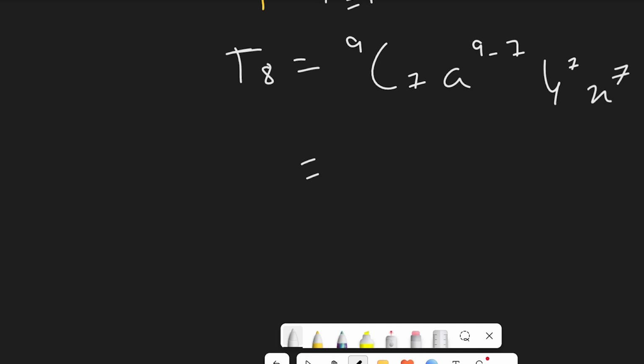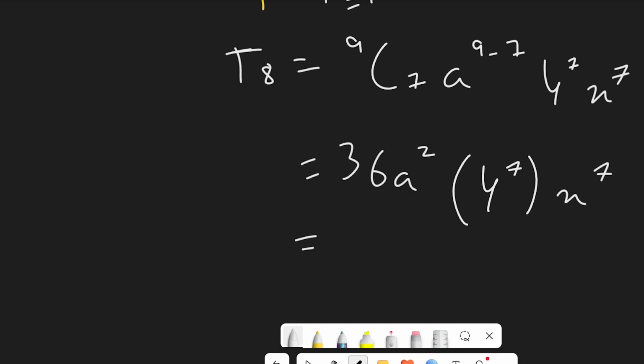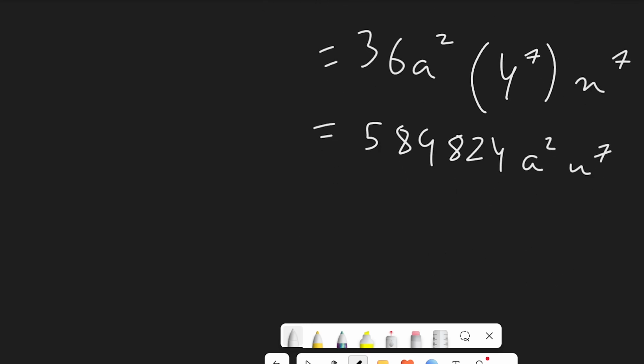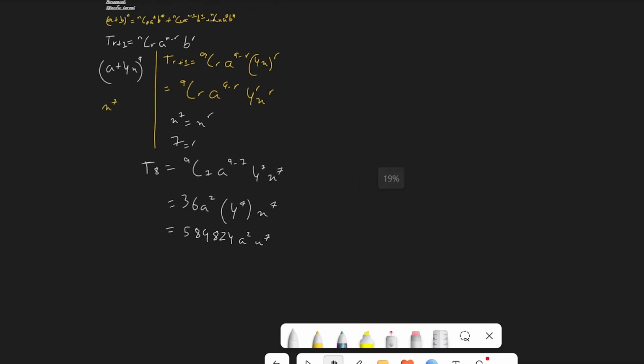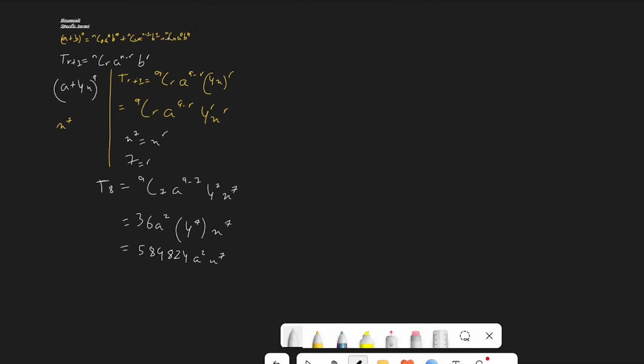Okay, so first of all we need to calculate 9C7. That is 36. a^(9-7) is a^2, and 4^7 I will just write as it is, and then we have x^7. So 4^7 multiplied by 36, and that would be 589824 a^2 x^7, and that is our answer. So that is it for binomials for a specific term.